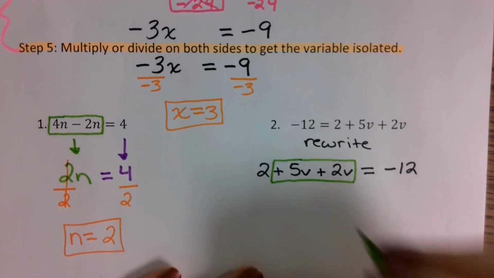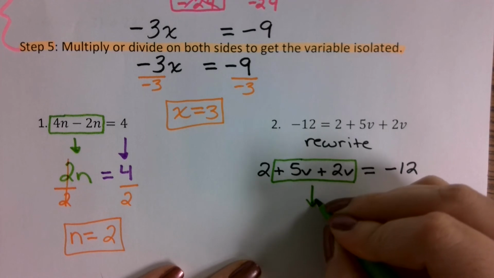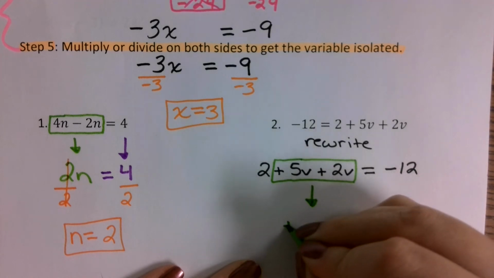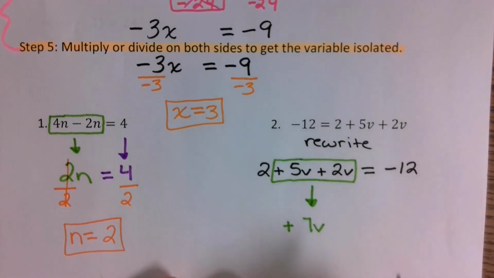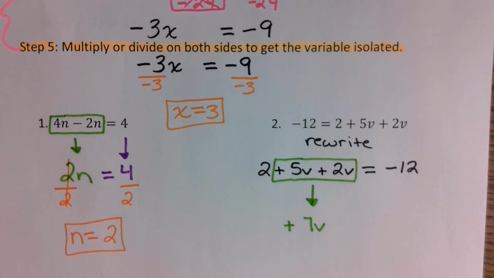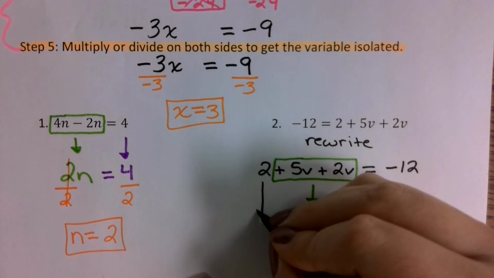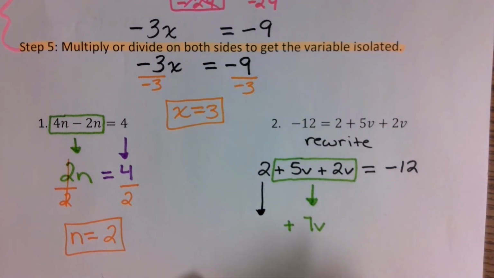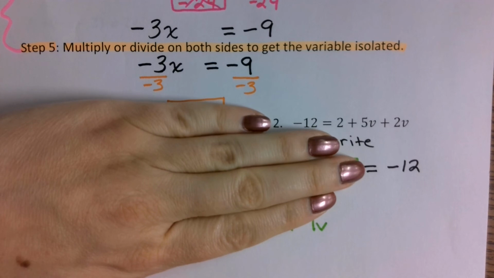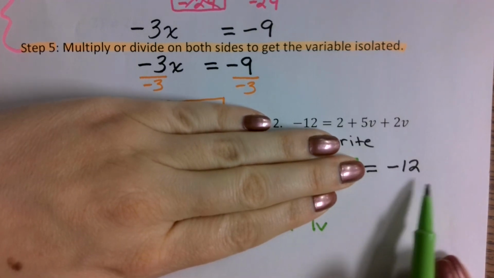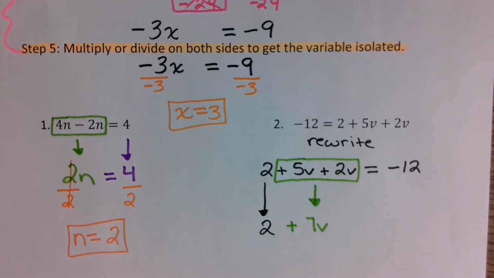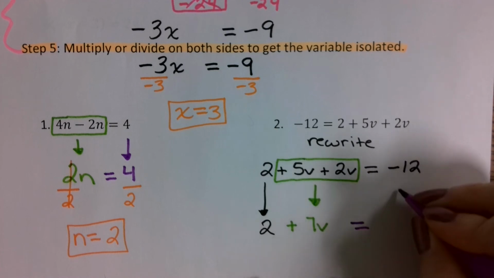I can combine those together. What is 5v plus 2v? 7v. Positive 7v. So notice I put a plus sign in front of it. That's the only thing I can simplify on that side. So I'm going to bring this 2 down. That can't be simplified. It's just going to come straight down in the problem. So we have 2 plus 7v. All right, step 3, focus on the right side. Can I simplify anything on the right side? No. So that negative 12 is just going to come straight down.